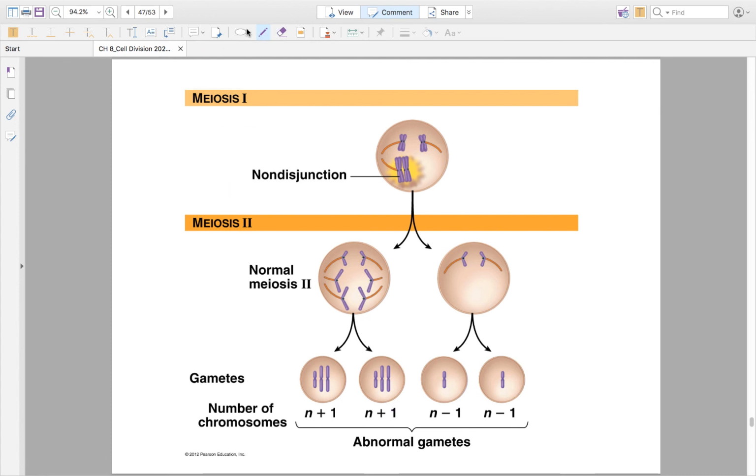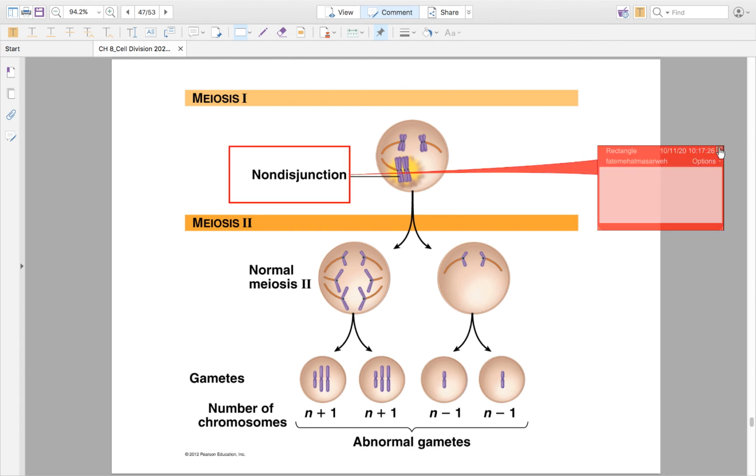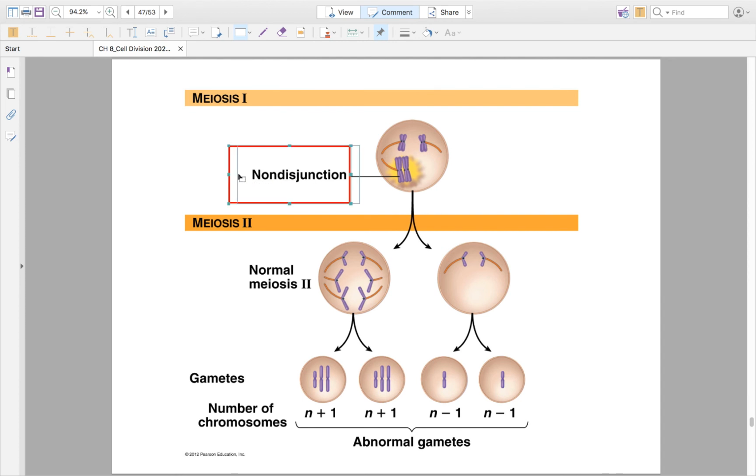Okay, first of all, this whole thing that I'm about to discuss is called non-disjunction. Non-disjunction is the failure of chromosomes to separate. Okay, so non-disjunction can happen at meiosis 1. Here you can see that these chromosomes have separated the way they're supposed to, right? And these have not. That is not okay. That is non-disjunction.